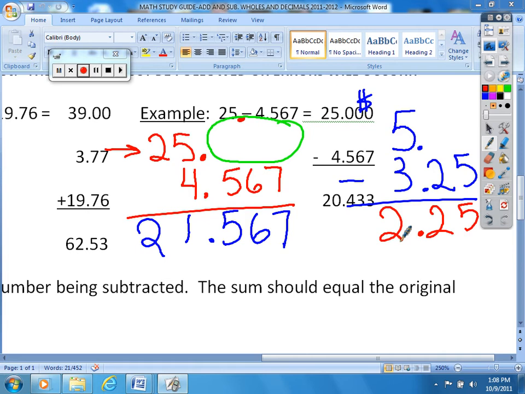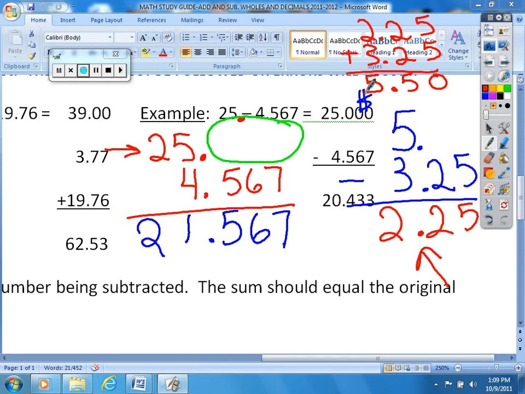I started out with 5, and I spend $3.25, but I've still got $2.25 left over. Now, students have been taught to check a subtraction problem: add the difference back to what's being subtracted. And if you've done everything correct, you should get the number that you started with before you subtracted. Well, let's do that. I'm going to add those back, and I'm going to get this.